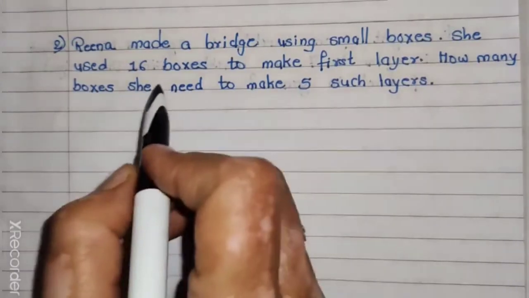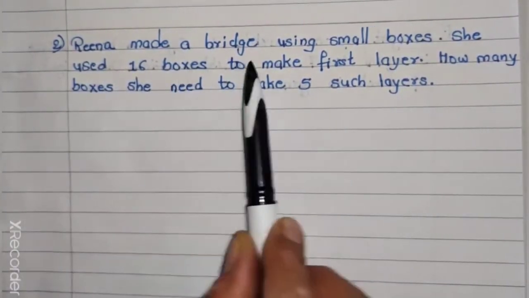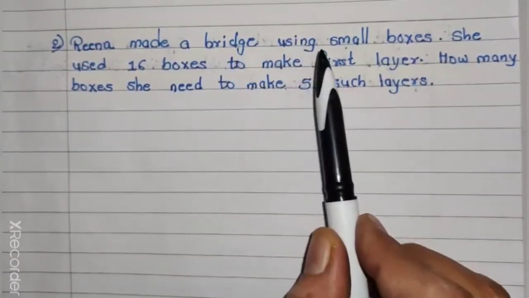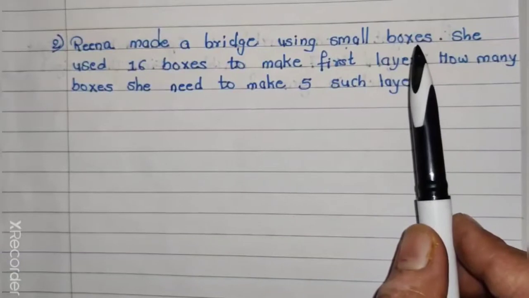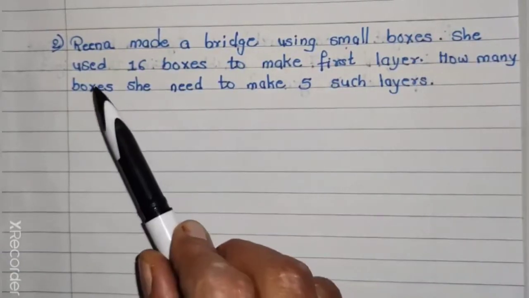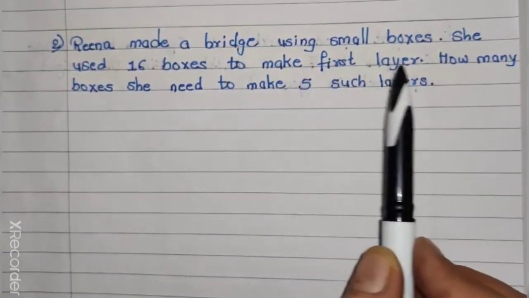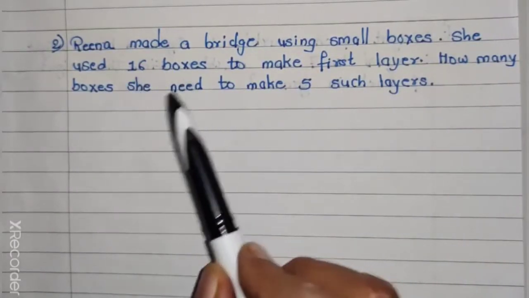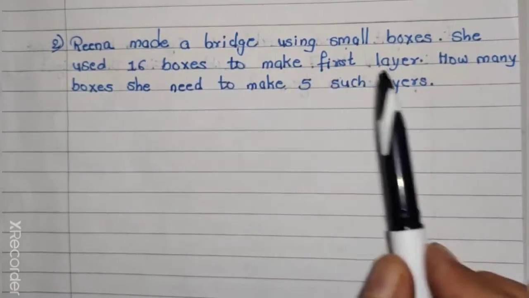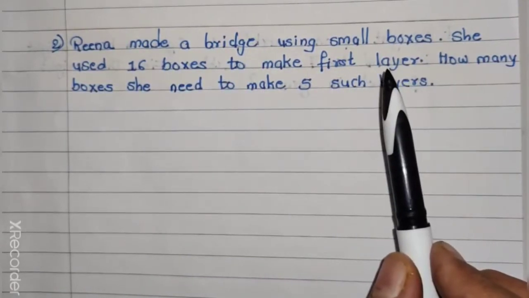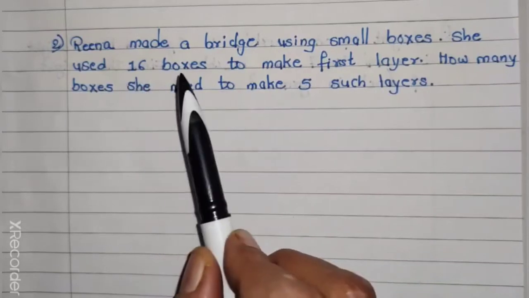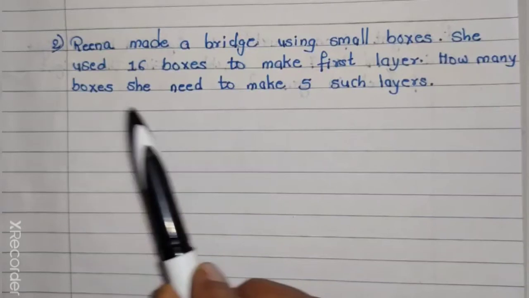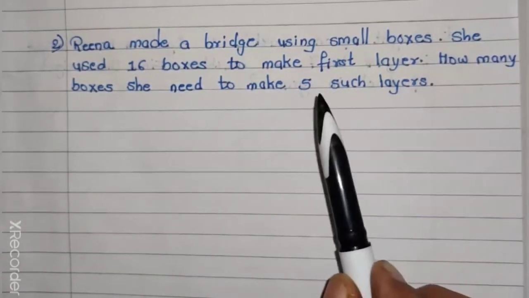The next question is, Reena made a bridge using small boxes. She made one bridge and she used some of the small boxes which were there with her. She used 16 boxes to make the first layer. Now she has arranged all the 16 boxes very close to each other and she made the first layer. How many boxes were there in the first layer? 16 boxes were there, correct? Now the question is, how many boxes does she need to make 5 such layers?